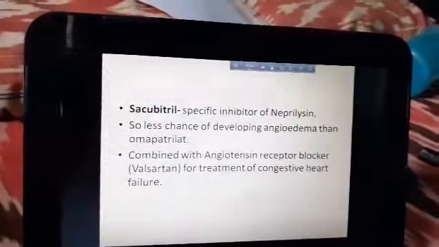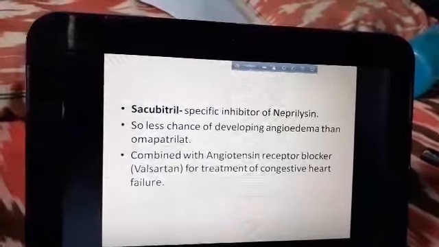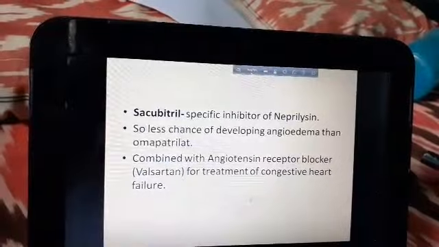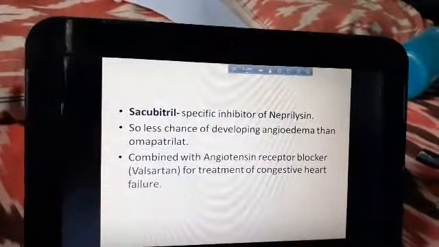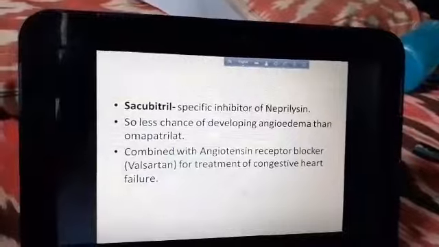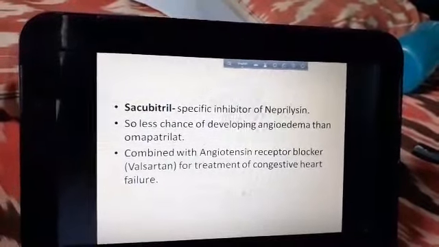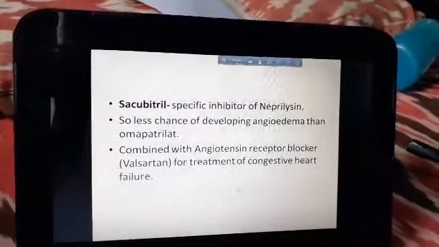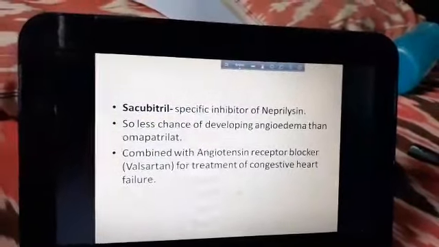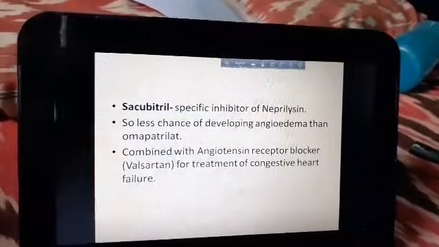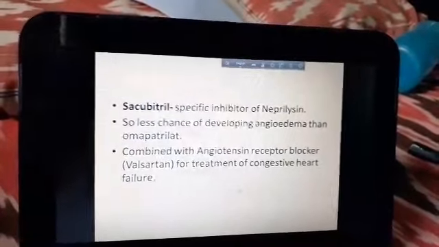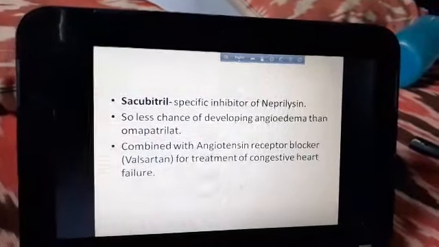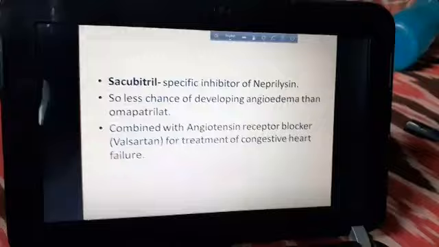excess vasodilation and bradykinin effect. But if you use an ARB instead of an ACE inhibitor, then this excess risk of bradykinin effect is not there. That's why there is less chance of angioedema, less chance of hypotension or cough, and less chance of deterioration of the patient. That means due to less risk of angioedema and hypotension, an ARB is combined with the neprilysin inhibitor. That means sacubitril is combined with an ARB, for example valsartan.